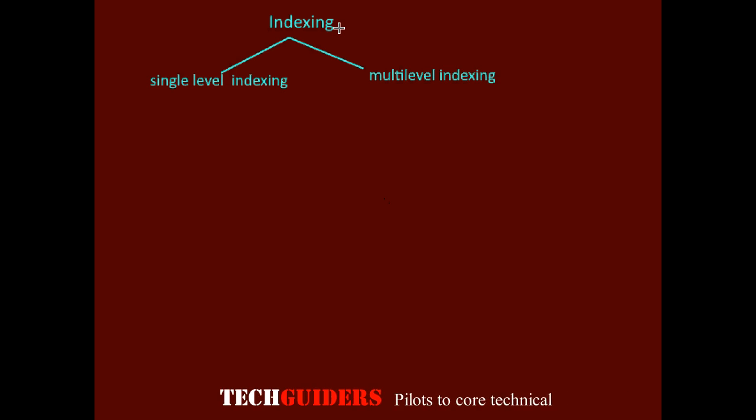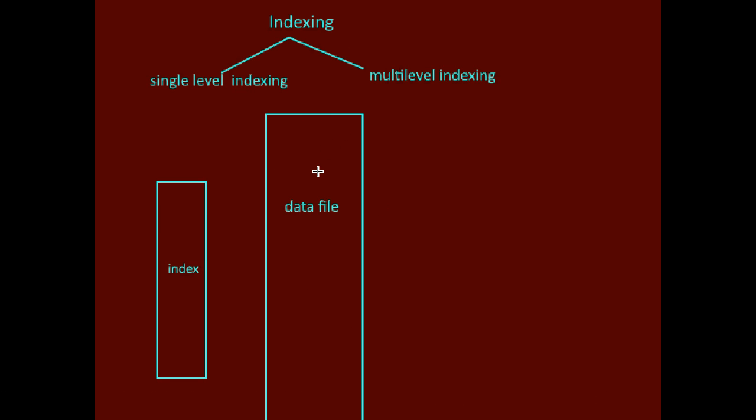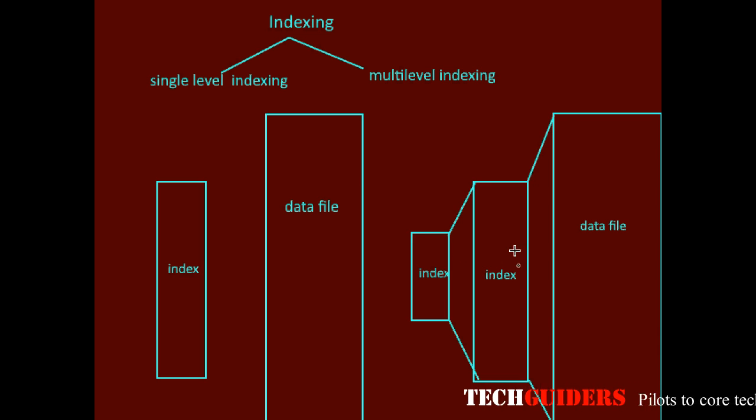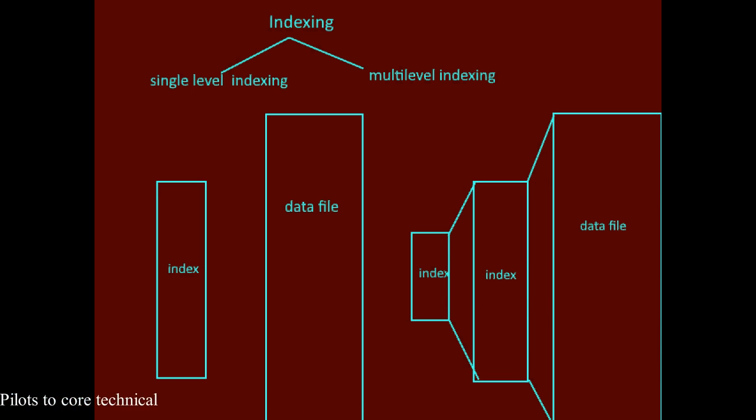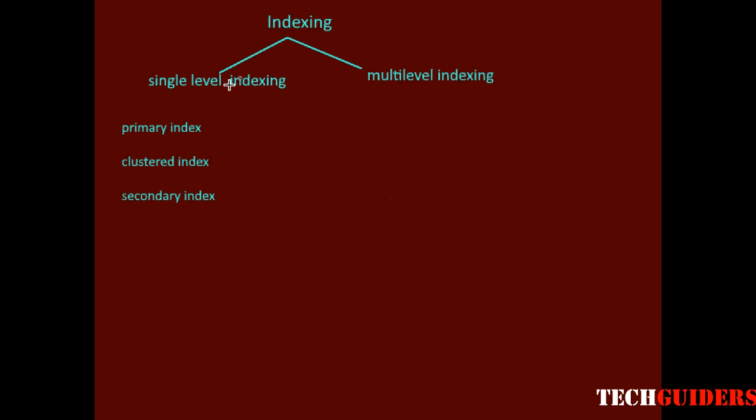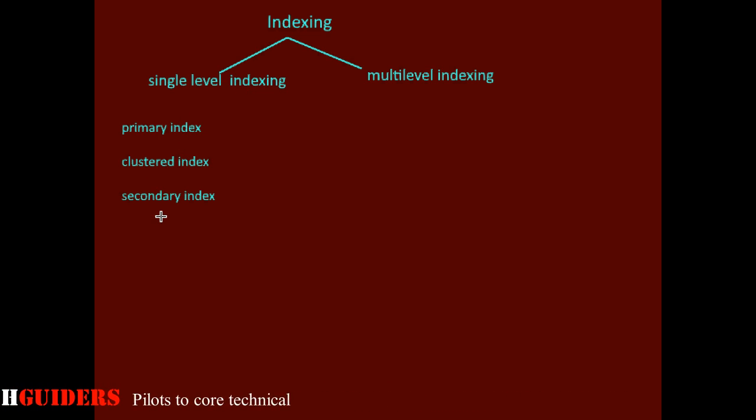The other way of classification is single level indexing and multi-level indexing. In single level indexing, if we have a database file, we maintain an index for it. And if the index file itself is very large, then we can consider the index file as an ordered file and we can create an index for it. And we can have the indexes at any number of levels. Such an indexing is called multi-level indexing. And the single level indexes are of the following type: primary index, clustered index, and secondary index.